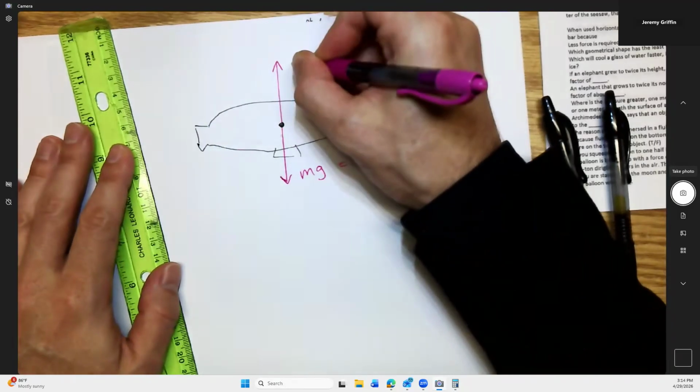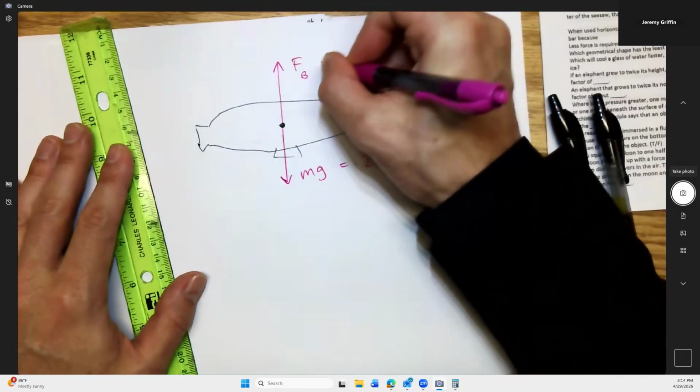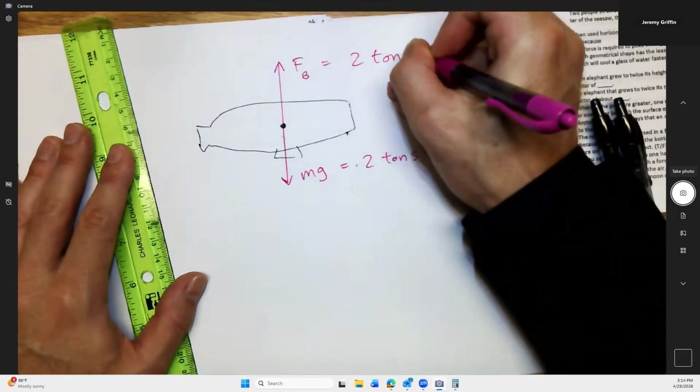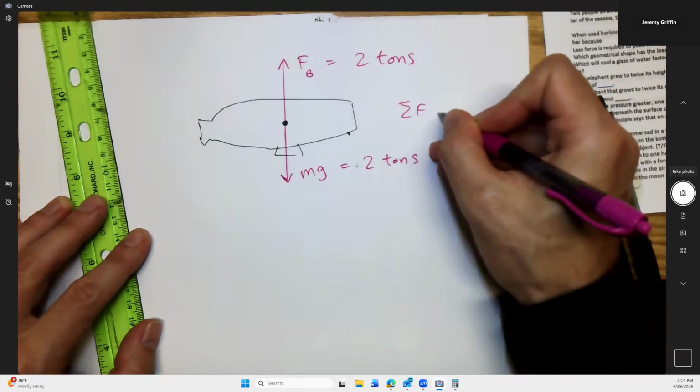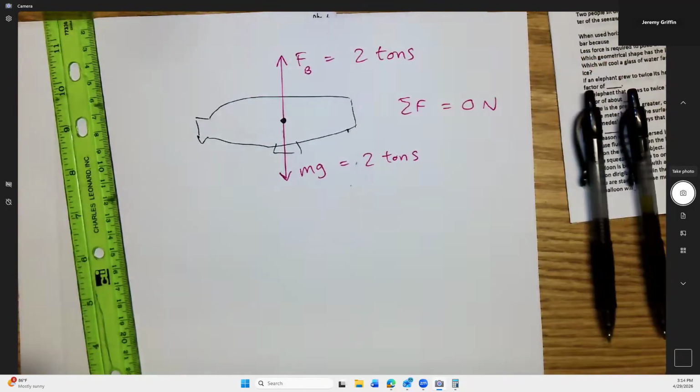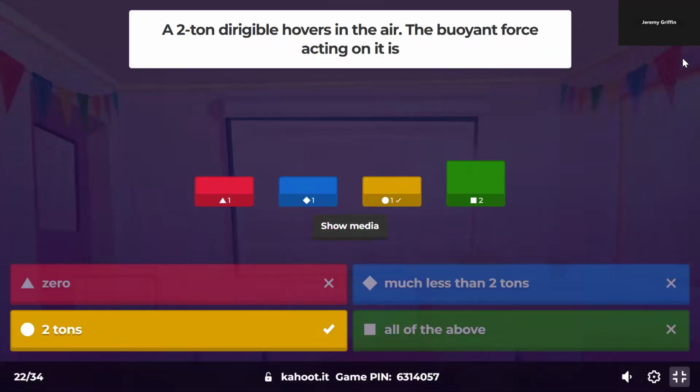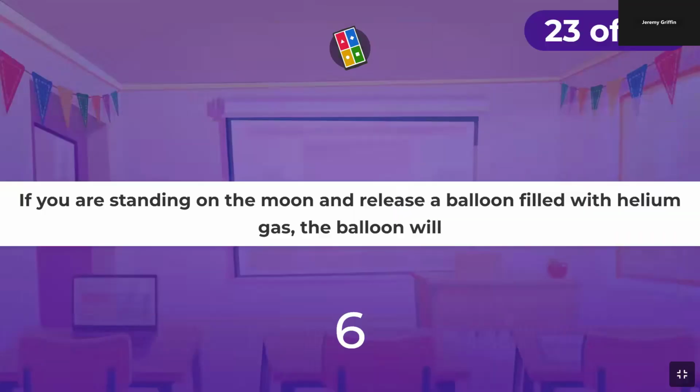balanced out? Yeah. So this is the buoyant force, which must also be equal to 2 tons, so that it's just hovering at rest. So that the sum of forces goes to 0 newtons, or 0 tons, I guess, in this case. Sum of force 0. You guys go with sum of forces is 0? 2-ton buoyant force balances out a 2-ton weight.